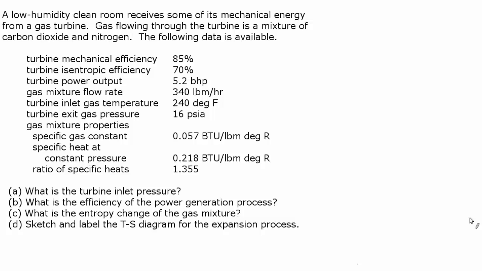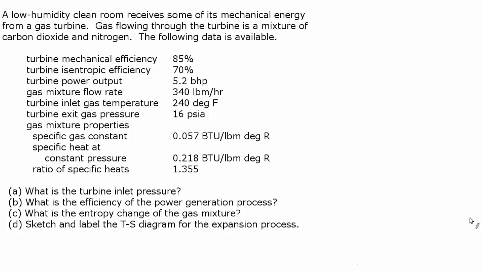Let's get started. So we have a low humidity clean room that receives some of its mechanical energy from a gas turbine. Gas flowing through the turbine is a mixture of carbon dioxide and nitrogen. The following data is available. We have the turbine mechanical efficiency, the turbine isentropic efficiency, the turbine power output, the gas mixture flow rate, the turbine inlet gas temperature, and exit gas pressure. And then we have the gas properties: specific gas constant, specific heat at constant pressure, and ratio of specific heats.